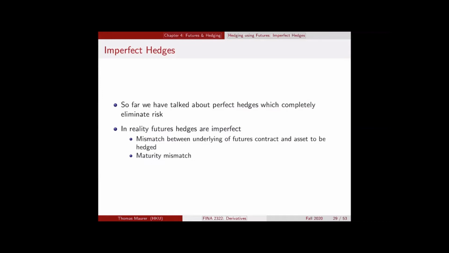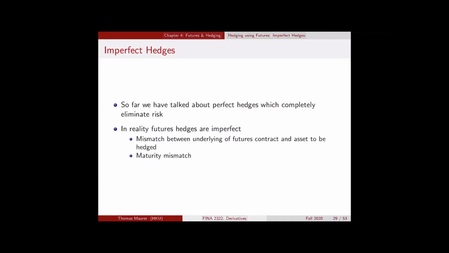So for example, if I want to hedge the risk in jet fuel prices as an airline, then there might be no futures contract written on jet fuel. So I would use a futures contract written on crude oil to hedge that risk, because I know that crude oil prices and jet fuel prices are very highly correlated, but this hedge is not going to be perfect.